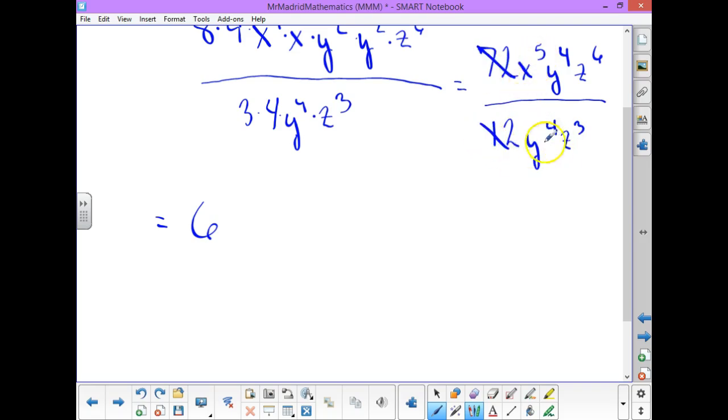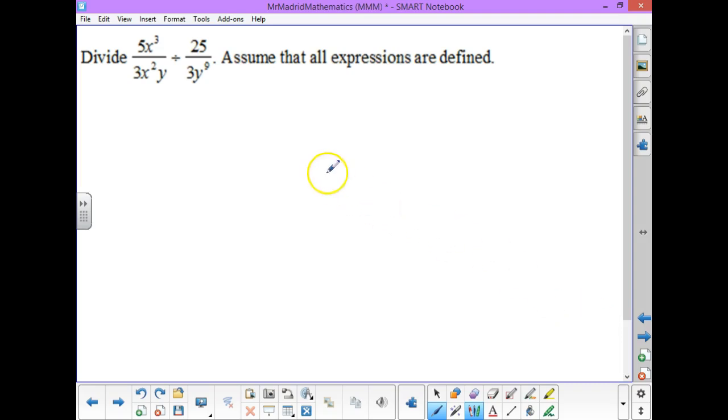Okay, x to the 5th, there's no x's on the bottom, so he will preserve the x to the 5th power. He's got 4 y's, he's got 4 y's, so they'll cancel. And he's got 6 z's, he's got only 3, so I'm going to be left with 3 on top. Essentially you've got 6 minus 3, and that's how I was able to get there that fast.